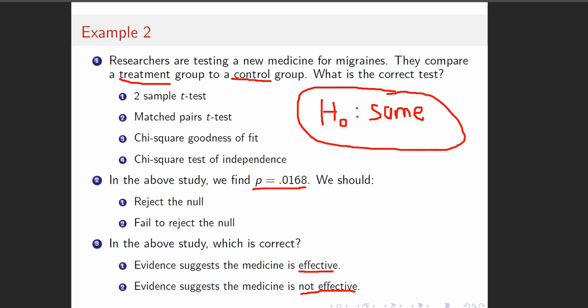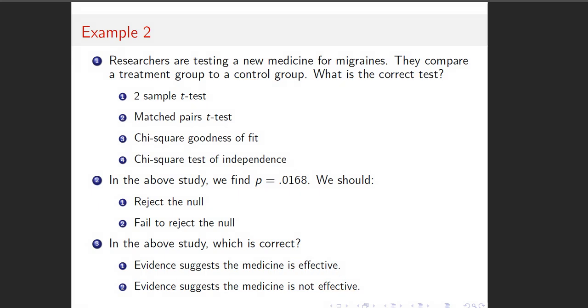If we're a pharmaceutical company that's testing a new medicine, we desperately want to reject the null, because that's the only way we're going to sell that medication and make any money, okay? So when we have this p-value and we reject the null, that's good news for the drug manufacturer. And we do have evidence that suggests the medicine is effective. So treatment versus control group, we really do want to reject the null in that case if we're the pharmaceutical company and we'd like to make money on the sales.